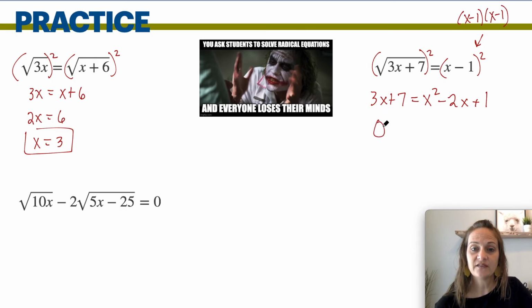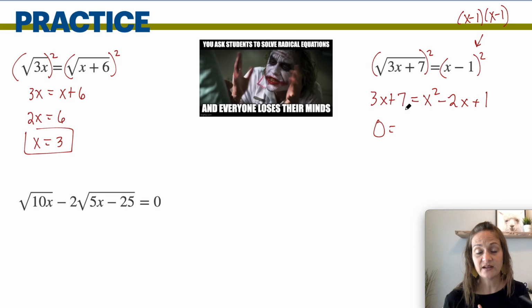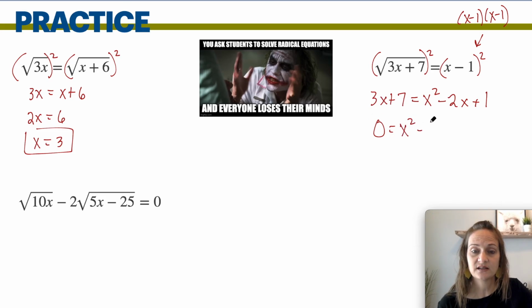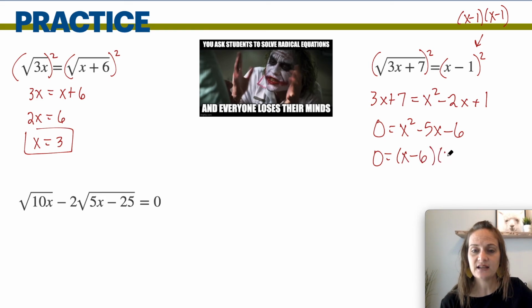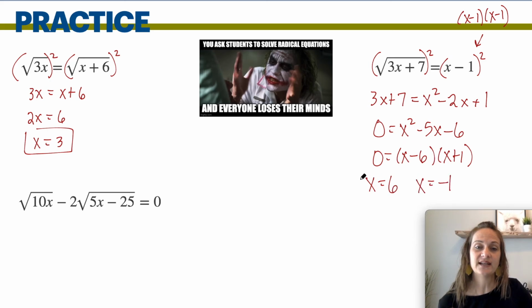So I got to get everything on the same side, so I'm going to make it equal to 0. So I'm going to subtract 3x, and I'm going to subtract 7, and now I need to FOIL. This will be x minus 6 and x plus 1, which means x is going to equal 6 and x is going to equal -1, and I need to check to see if these answers actually work.